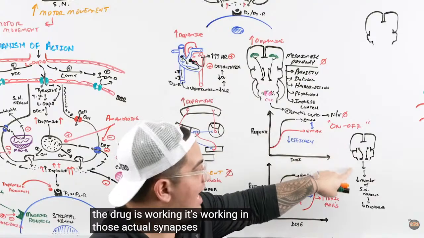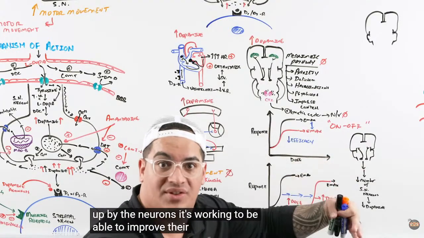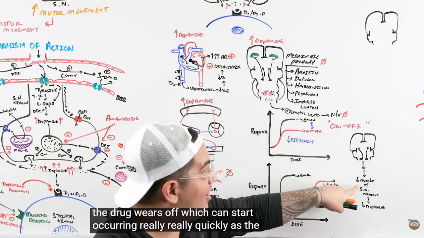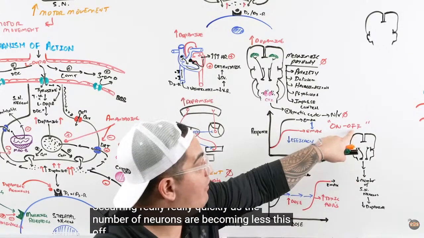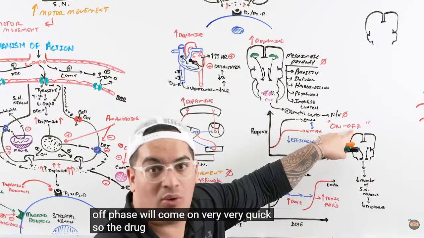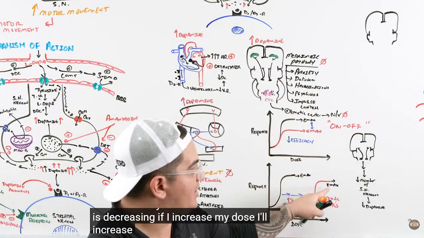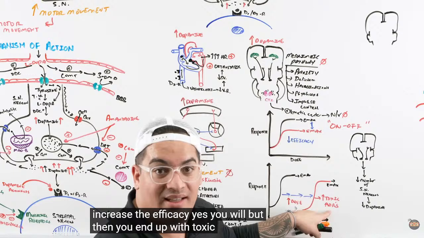It's working in those actual synapses, it's getting taken up by the neurons, it's working to improve their symptoms. Then as the drug wears off, which can start occurring really, really quickly, as the number of neurons are becoming less, this off phase will come on very, very quick. So the drug won't last very long. And so because of that, you think, oh, well, the efficacy is decreasing. If I increase my dose, I'll increase the efficacy. Yes, you will, but then you end up with toxic adverse drug reactions.